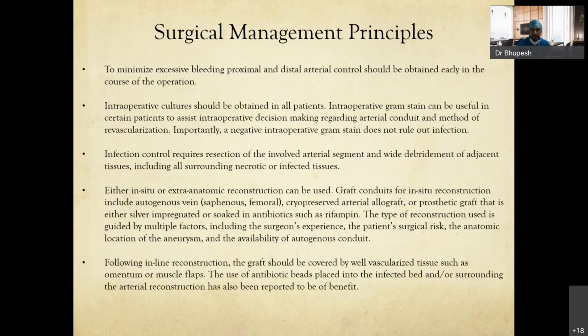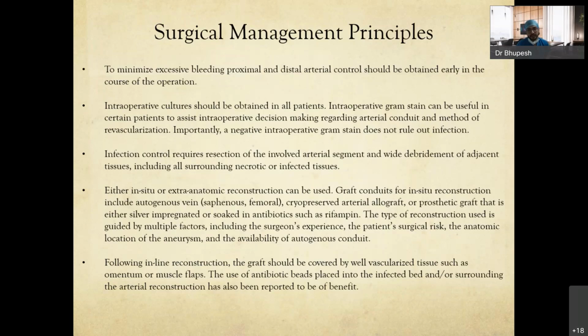Then we start with the surgical management. We have some principles to tackle these infective aneurysms. First is to minimize excessive bleeding. Proximal and distal arterial control should be obtained early in the course of operation. Intraoperative culture should be obtained in all patients. Intraoperative gram stain can be useful in certain patients to assist intraoperative decision making regarding the arterial conduits and method of revascularization. Importantly, a negative intraoperative gram stain does not rule out infection.